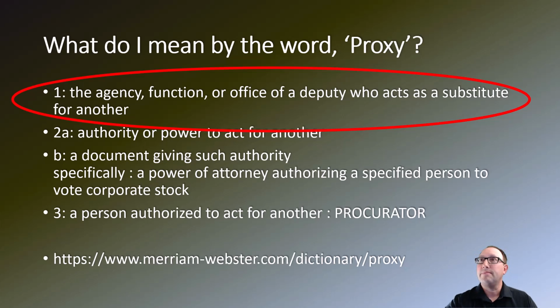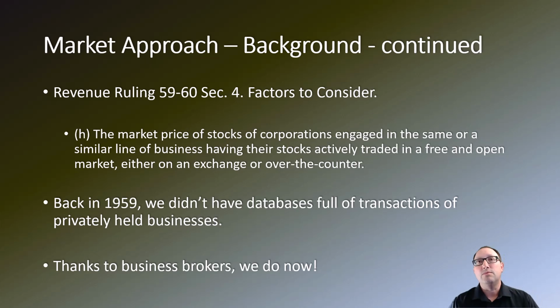So in business appraisal, we're going to look at transactions of other businesses, analyze those transactions to come up with our opinion as to the value of the business that we're appraising based on this other data. So there's an analysis and proxies that stand in place. Revenue Ruling 59-60, the Business Appraiser's Bible, lists a bunch of different factors to consider. Among those is this one, the market price of stocks of corporations engaged in a same or similar line of business. Then it goes on talking about having stocks actively traded in a free and open market.